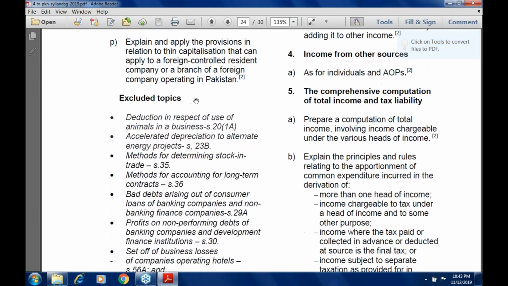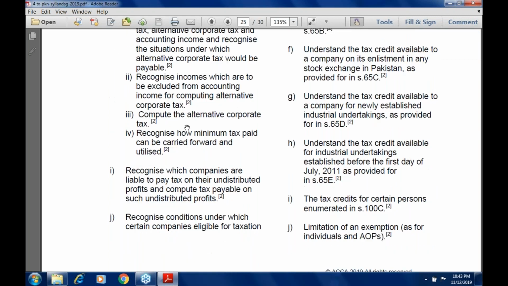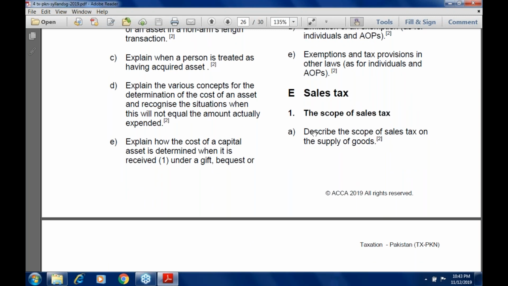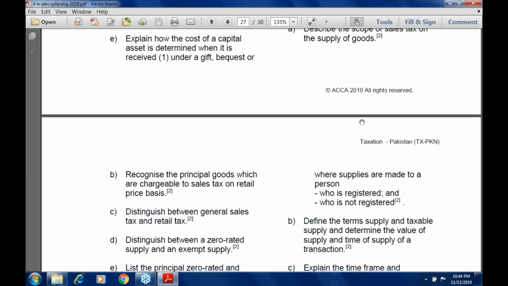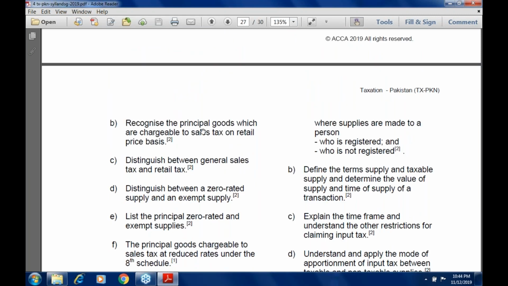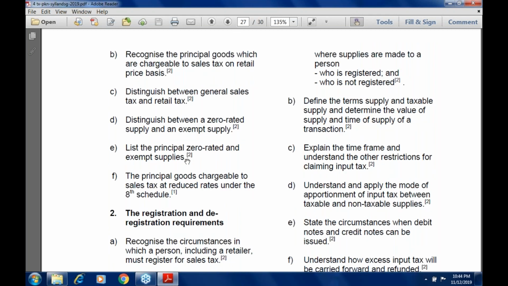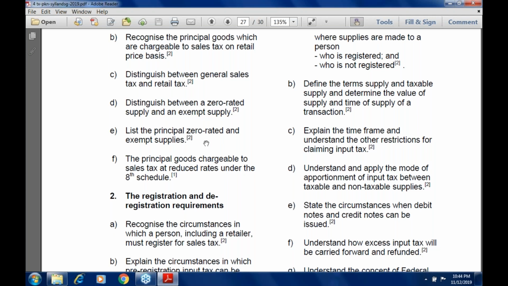We are covering this specific section, which is sales tax. There was this concept that described the scope of sales tax on supply of goods, which we've discussed. The principal goods chargeable to sales tax on retail price basis, the third schedule items, distinguishing between general sales tax and retail sales tax, exempt and zero rated. List the principal zero rated and exempt supplies, and the principal goods chargeable to sales tax at reduced rate under the eighth schedule.